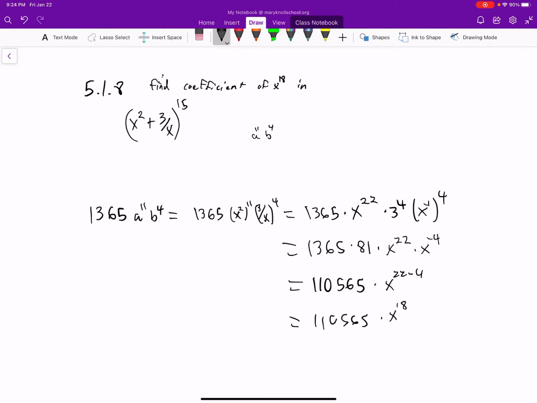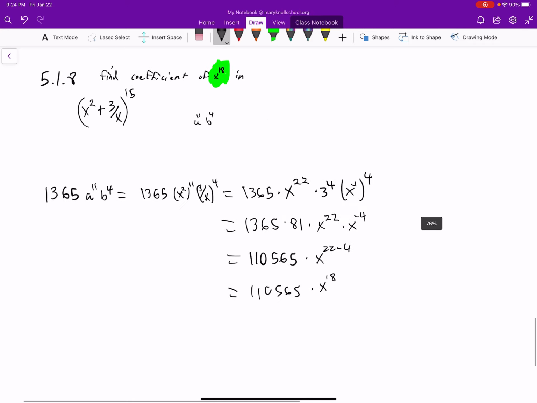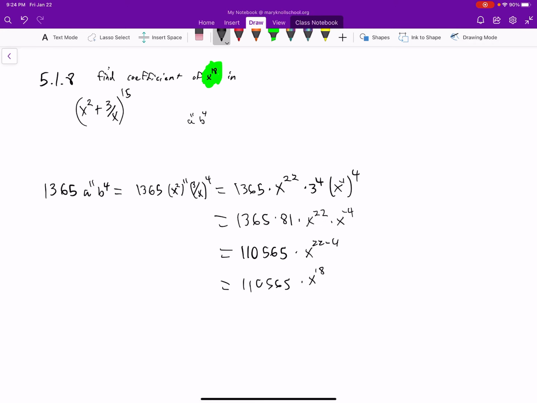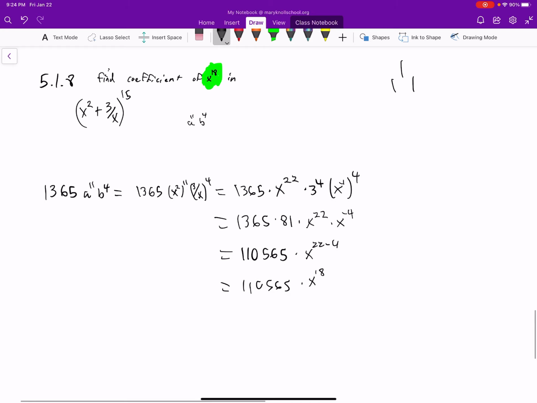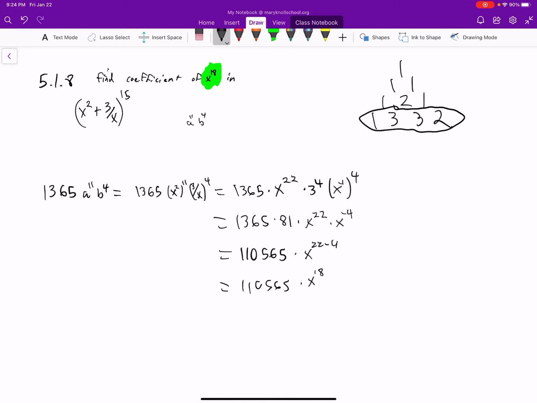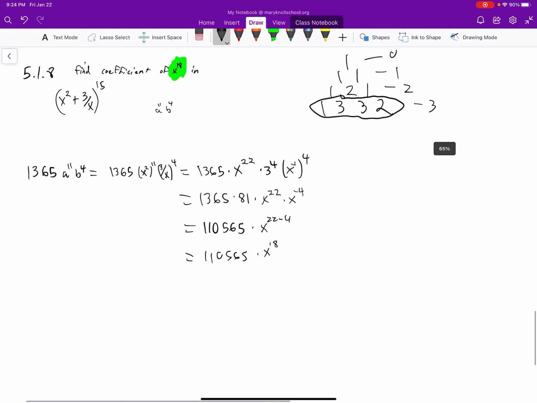Okay, I'm looking at 5.1.8, and we want the coefficient of x to the 18th. So this is actually simpler than we think. What we need to do is first familiarize ourselves with this pattern. Notice that this corresponds with something: this is the 0 power, this is the 1, this is the 2, this is the 3. Let me show you what I mean by that.